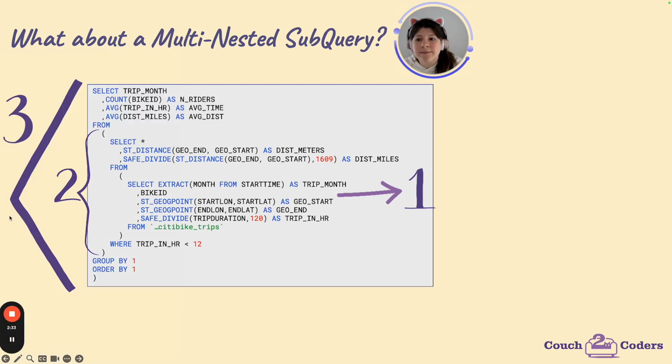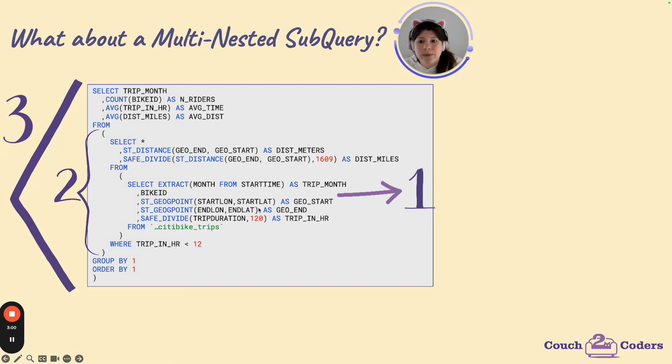Final part, this is the most outermost query, part 3, and this is where we do our aggregation. So we're going to take our trip month, we're going to count the bike IDs to get our number of riders, we're going to average the trip in hours as average time, and then we'll do the same thing with distance for average distance. And then we group by our top column here, trip month.